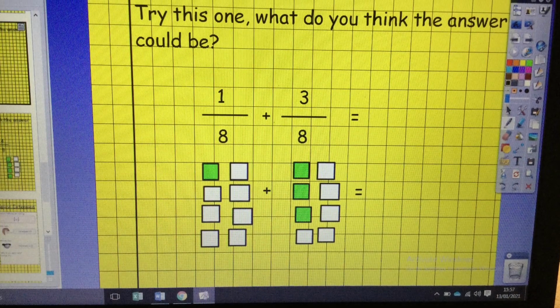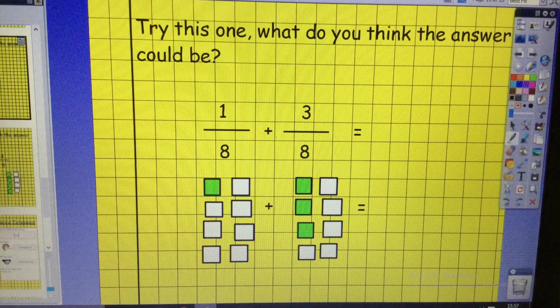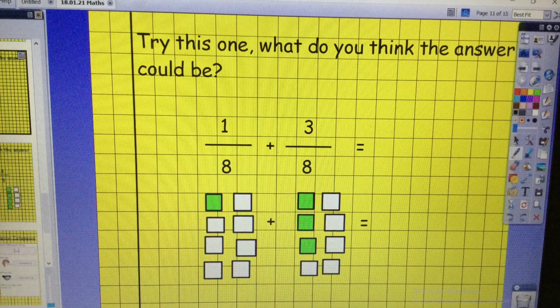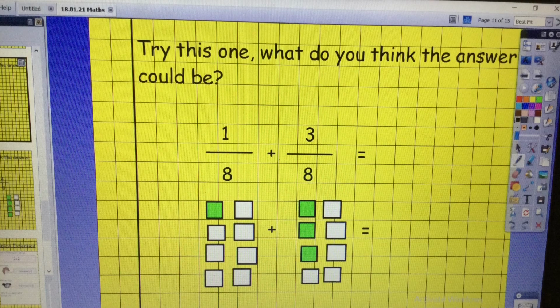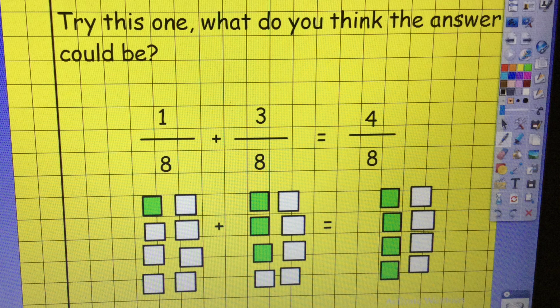Try this one. What do you think the answer could be to 1/8 plus 3/8? Remember that if the denominator is the same, you don't need to change it. Pause the video now and have a try. 1/8 plus 3/8 is 4/8. If you got the answer 4/16, it's because you've added the denominators together. Remember, when you are adding fractions and they have the same denominator, the same bottom number, you do not need to add them, they stay the same.